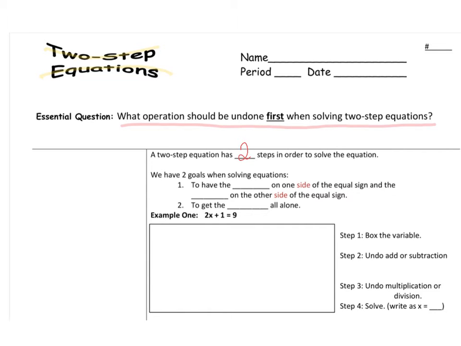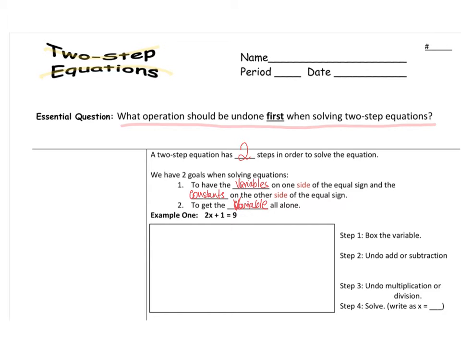We have two goals when we're solving equations. One is to have the variables on one side of the equal sign and the constants on the other side of the equal sign. And then our second goal is to get the variable all alone. So we're trying to isolate the variable. We're going to take a look at how we approach this with different problems.